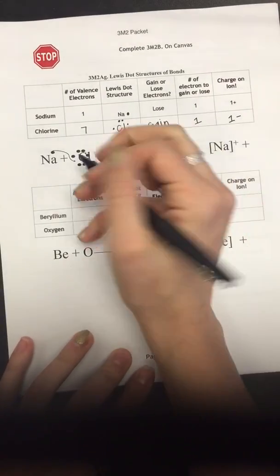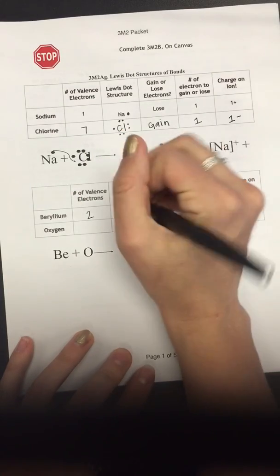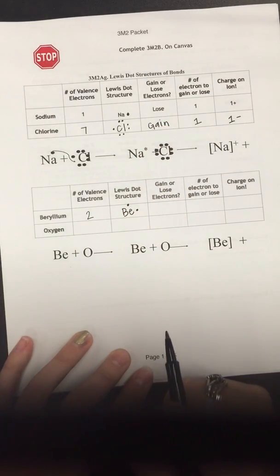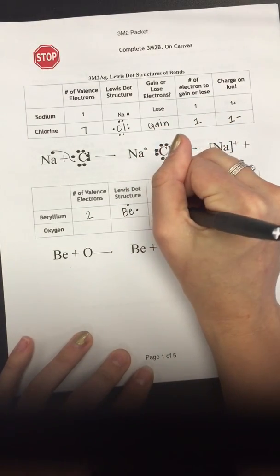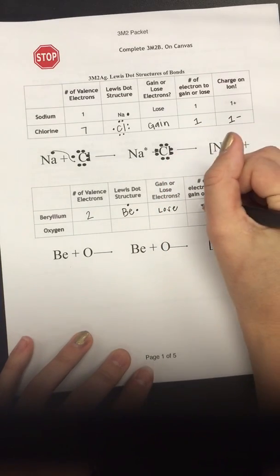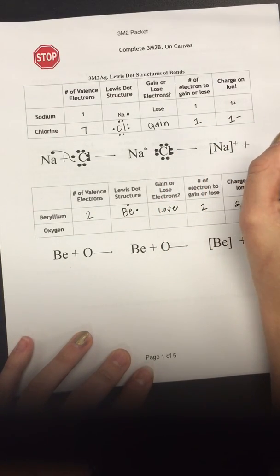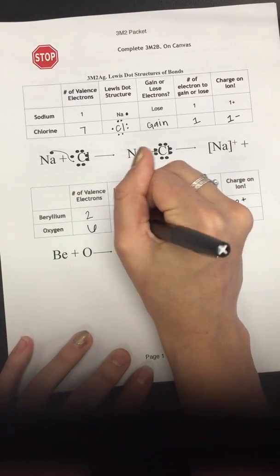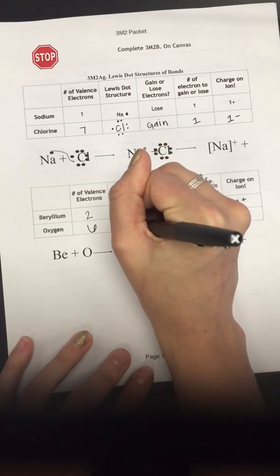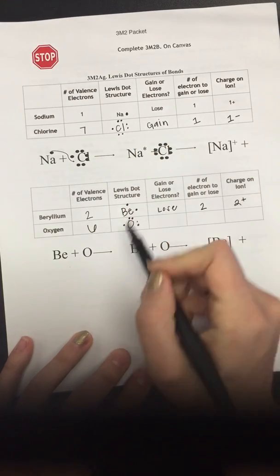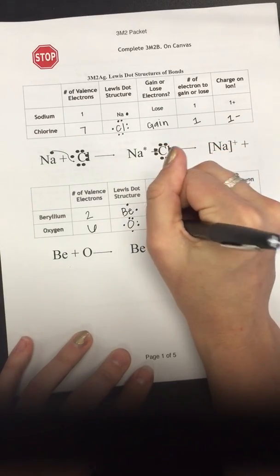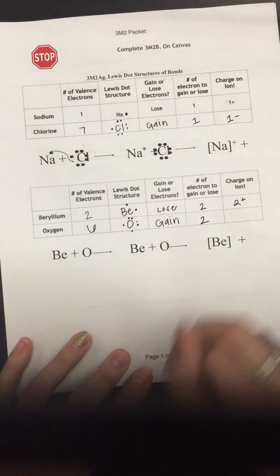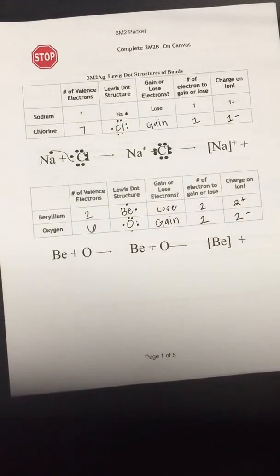So, beryllium is in group 2. It has 2 valence electrons. Its Lewis dot structure just looks like this. Remember, we don't put them next to each other if we don't have to. It's going to lose electrons because it too is a metal, and it will lose 2 of them to form a 2+ ion. Oxygen has 6 valence electrons. It's going to look like 1, 2, 3, 4, 5, 6. It'll have 2 unpaired, which means it's going to gain 1 electron in each of those spots for a total of 2 electrons gained, and that'll be a 2- charge.